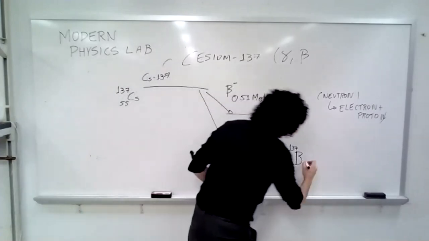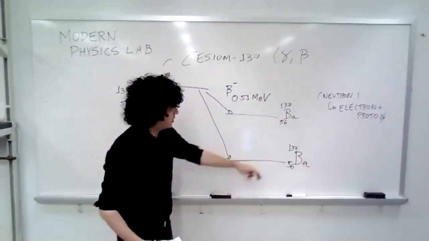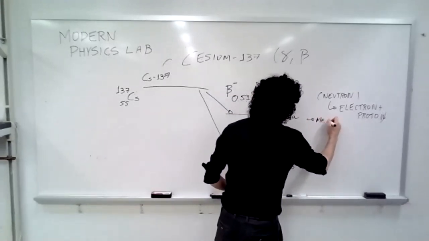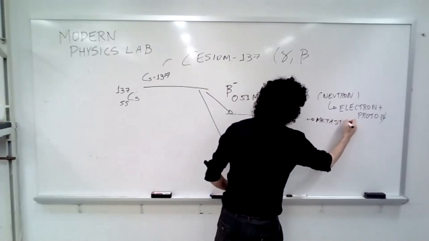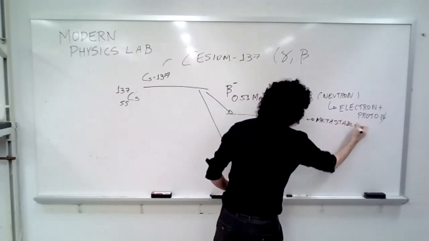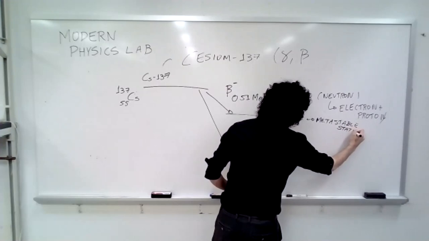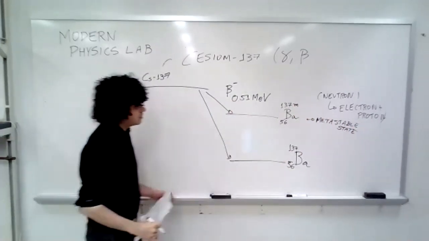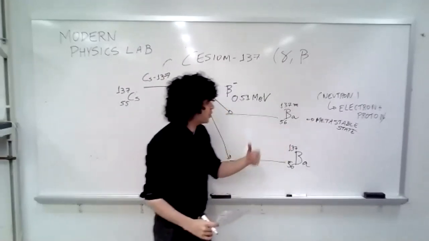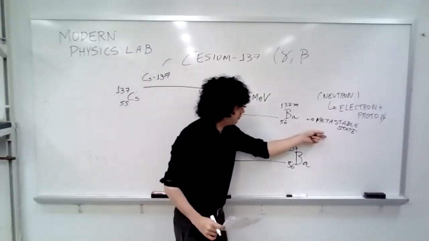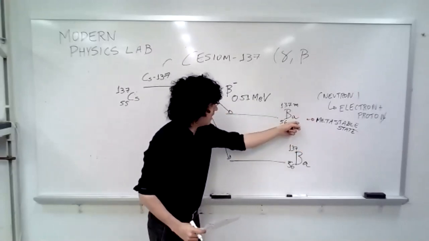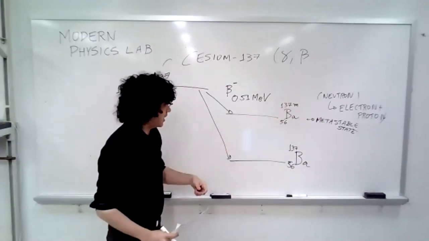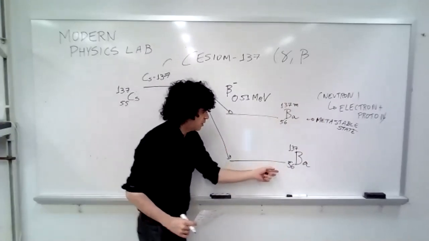This is a lower energy state. So this is called a metastable state. Let's put a little m here. That survives for a short period of time, so it's hundreds of seconds. So the barium element stays there for hundreds of seconds. But this is the most stable.